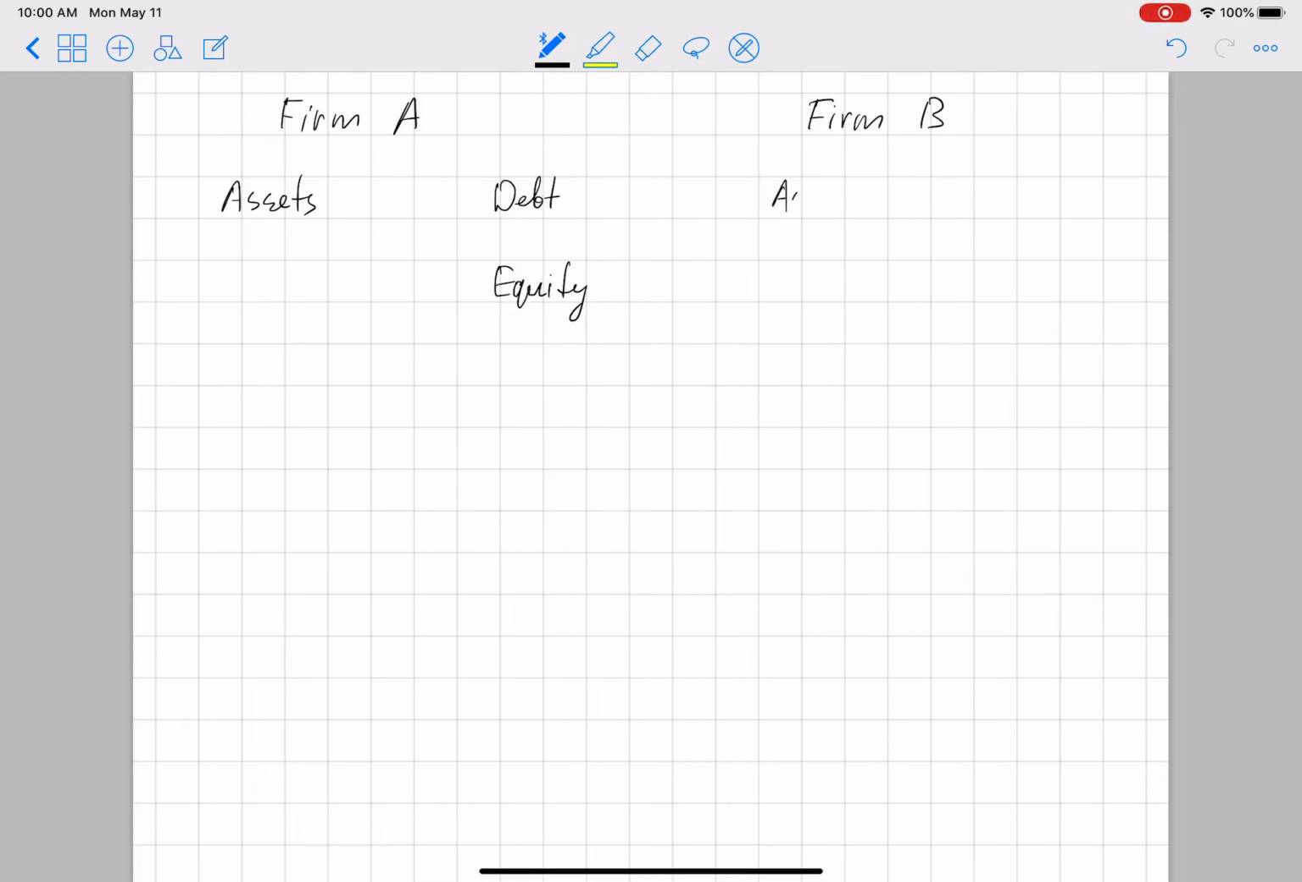Same here. Assets, debt, equity. All right. So firm A has $100 assets, $100 debt, and $100 equity. Firm B has identical amount of assets. So size-wise, they're very similar, but it has 50-50 debt to equity ratio. Oh, I'm sorry. I made a mistake here. Debt is equal to 0. So firm A is 100% equity financed.